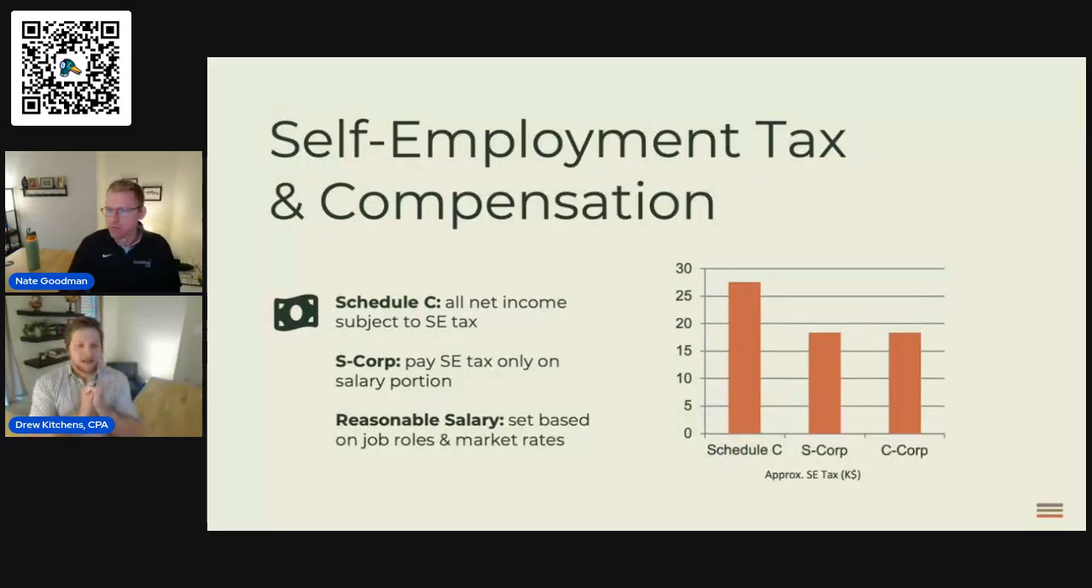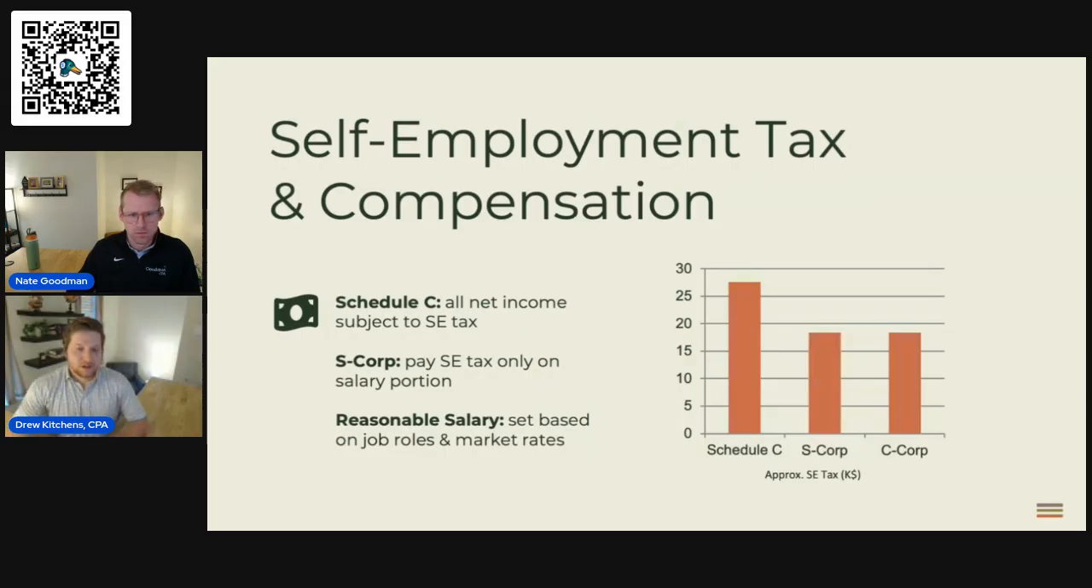And so on a Schedule C, you're paying the 15.3% on all of your net income. The Social Security, which makes up the highest portion of that, about 12%, will cap out at around 166,000, somewhere in that ballpark. It goes up every year. But the Medicare tax and the remaining amount, that remaining 4 to 5%, will continue no matter how much money you make. And so as your practice grows, that can grow to be some pretty substantial numbers.